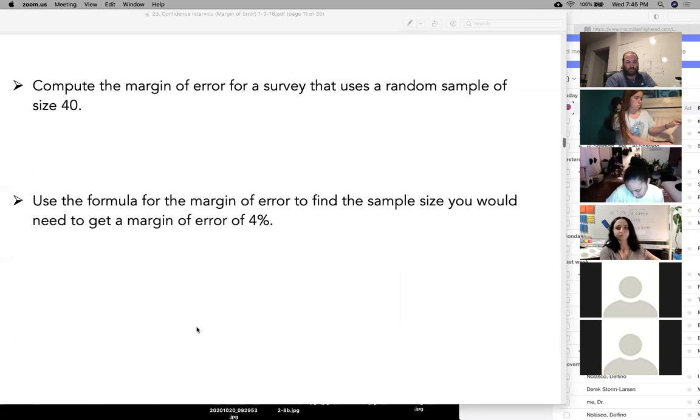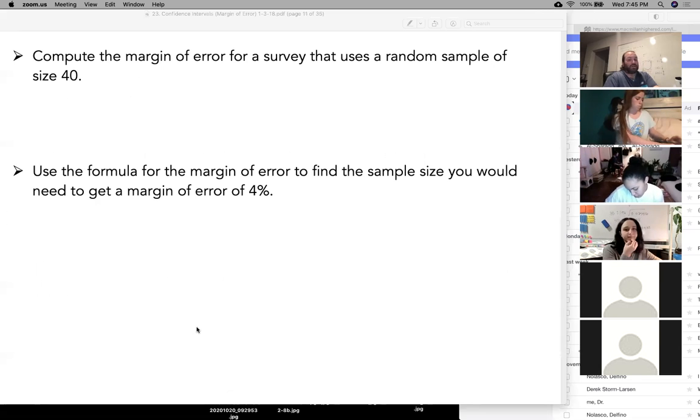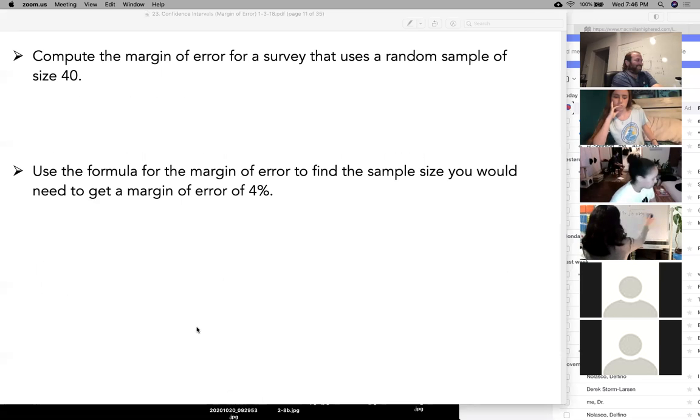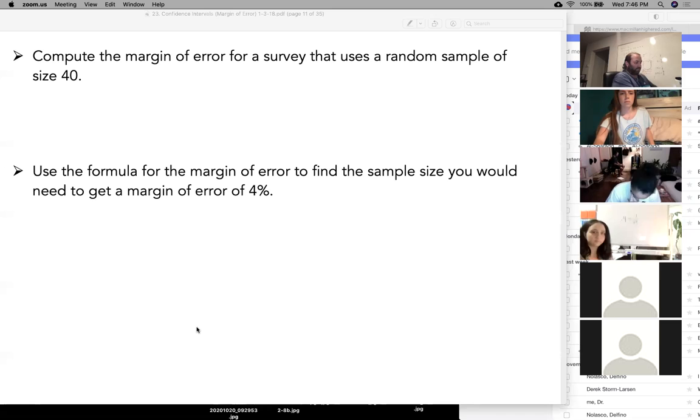I hope so. Now, what if I wanted a margin of error of 4%? What if I'm working backwards now? I haven't actually taken my sample yet, but I want to end up with a margin of error of 4%. What sample size would I need to accomplish that? Oh, look at that. Lara already started. She said, let's just go to the formula that we have.